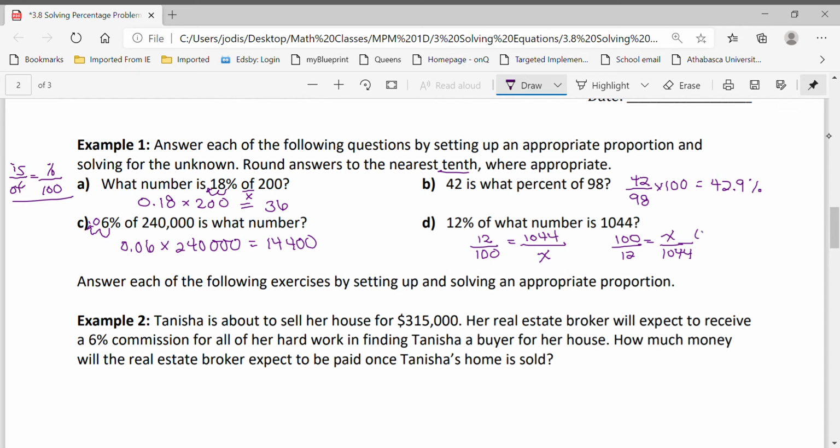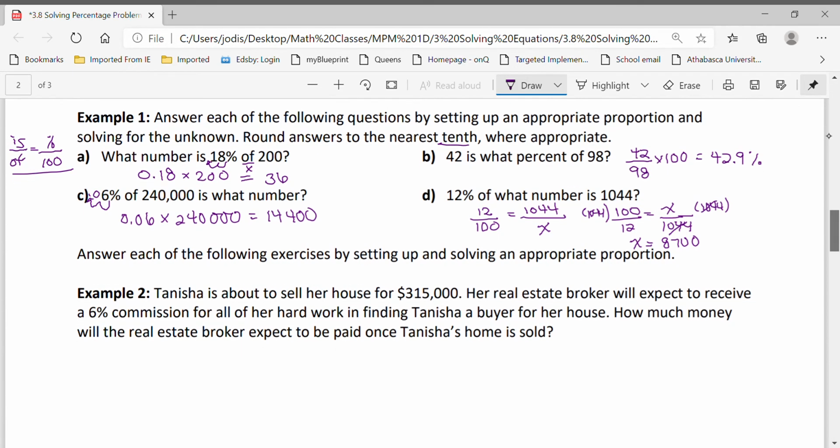Okay, and then I'm going to multiply both sides by 1,044. Sorry, I'm writing this poorly. So 1,044 times 100 and then divided by 12, we get 8,700. Okay.